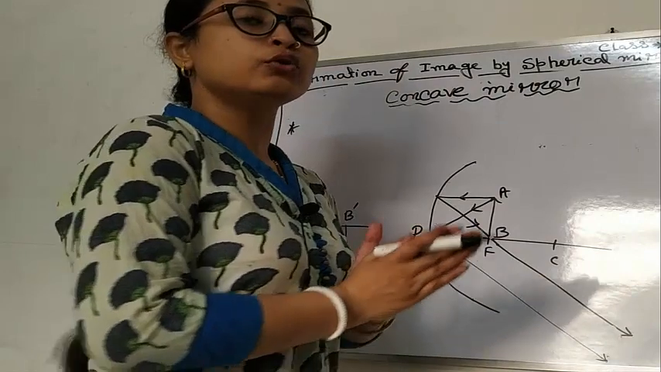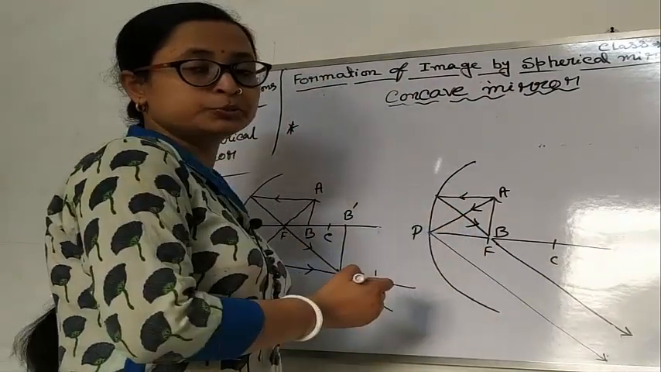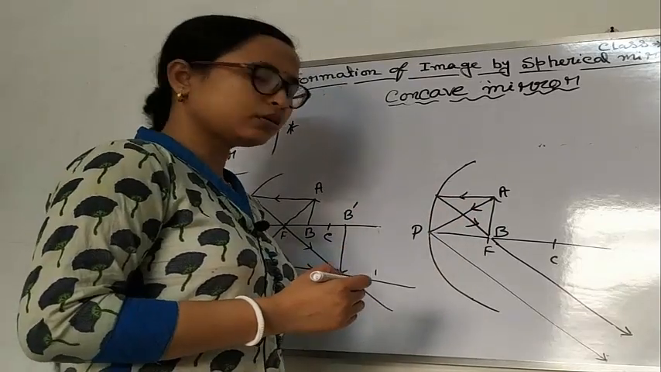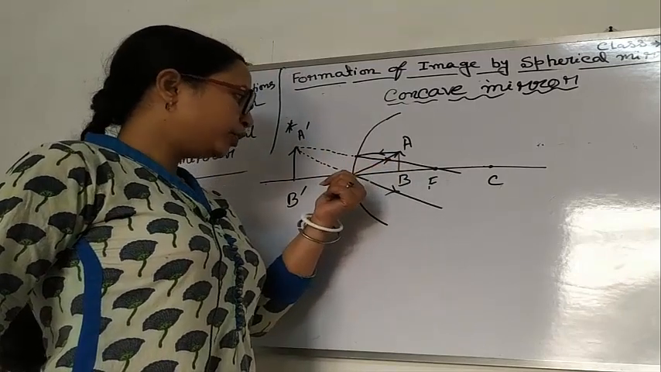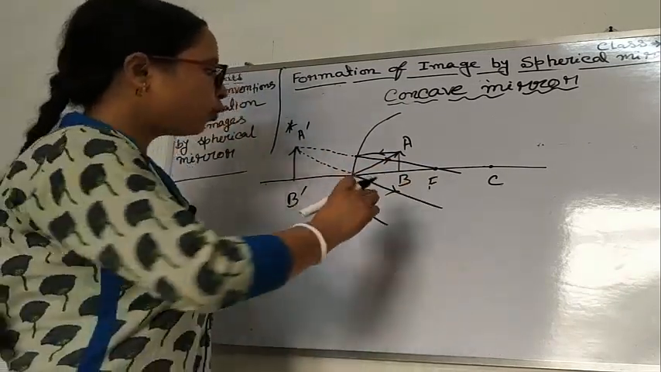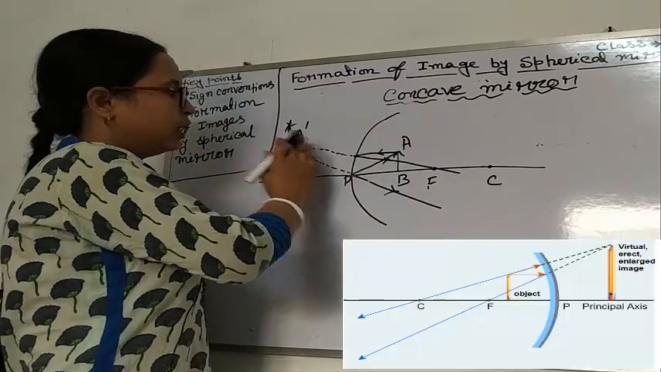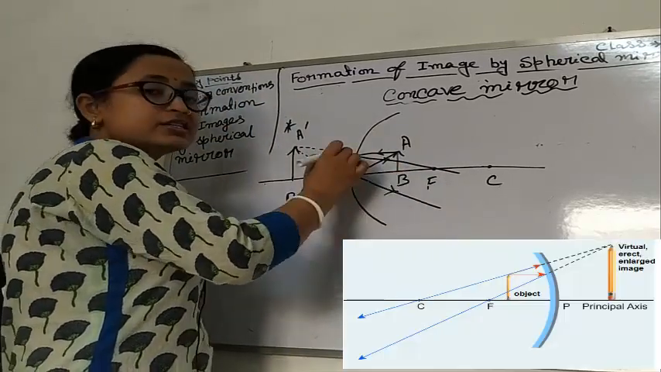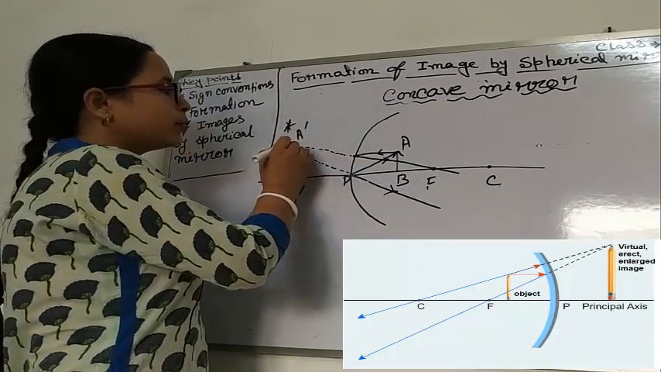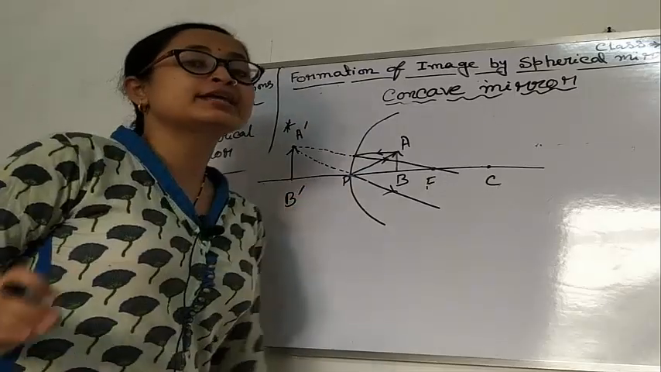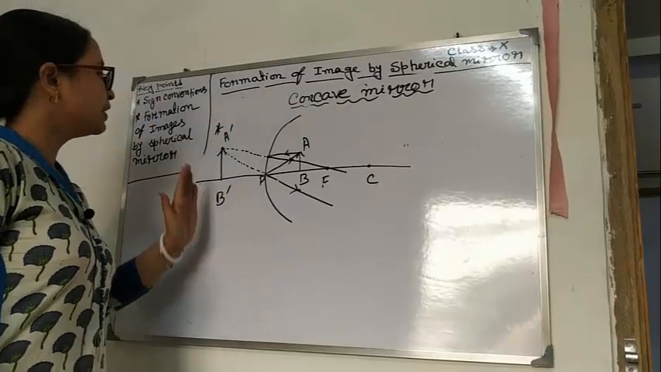Now, we have to see what happens if we further bring the object closer towards the concave mirror. If we place the object between the pole and the focal point, then what happens? The image will form behind the concave mirror. And you can see the light rays do not meet each other. We just extend them. Then what happens? They will appear to meet at A dash B dash. A dash B dash is a virtual image and it is erect.